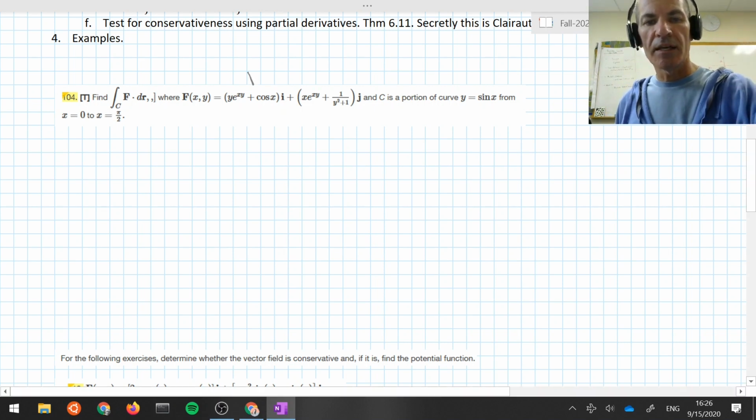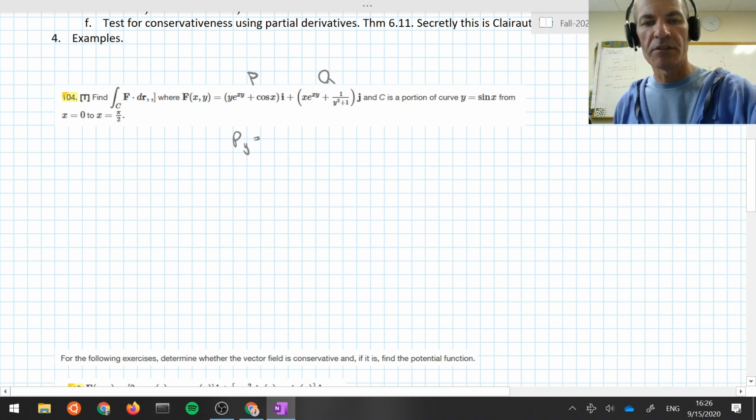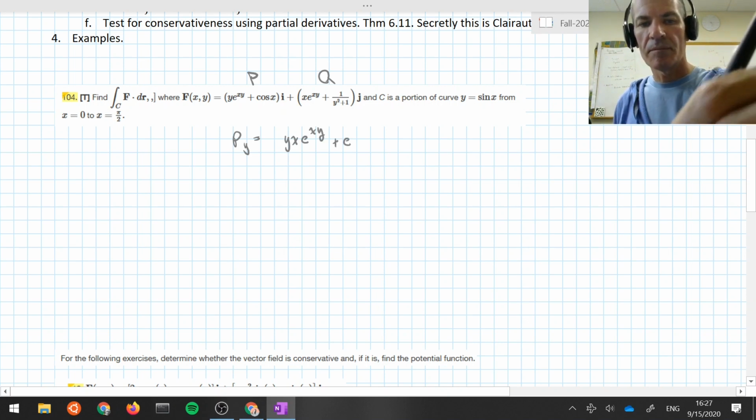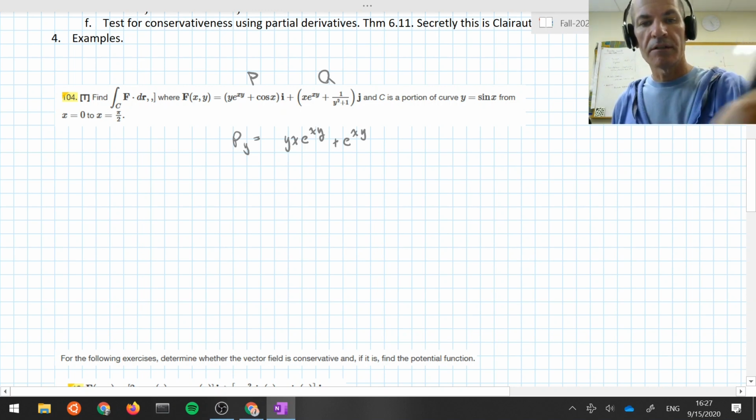So this is P, this is Q. Look at P sub y. So that's the derivative of this thing with respect to y. All right, so we get the derivative of y e to the xy. That's first times the derivative of the second, plus the second times the derivative of the first. And then the derivative of cosine x with respect to y, remember, is 0. All right, so that's P sub y.